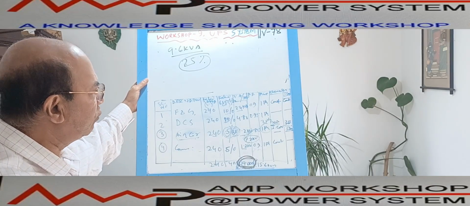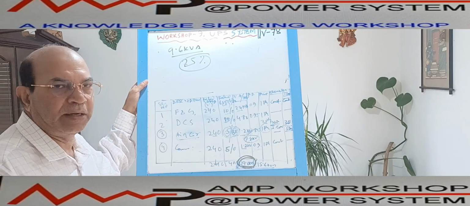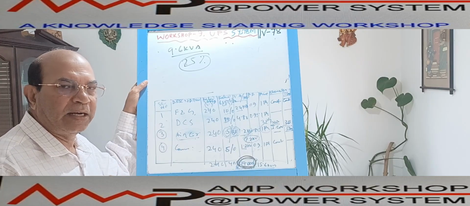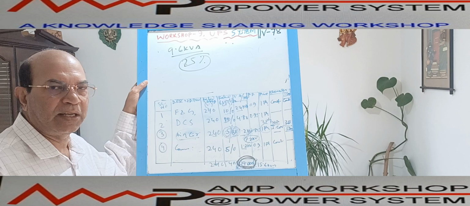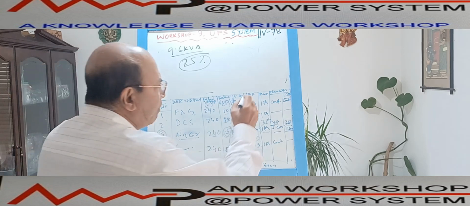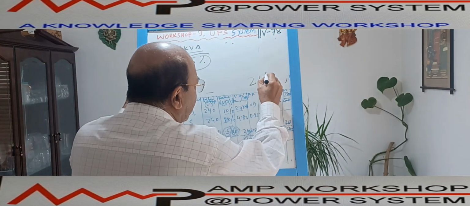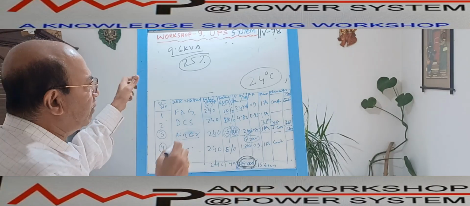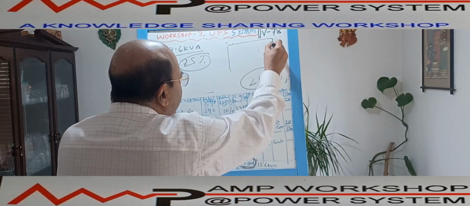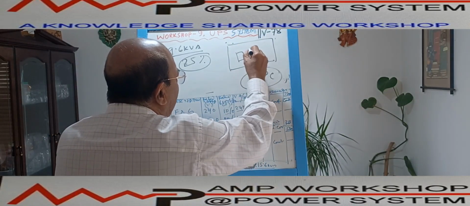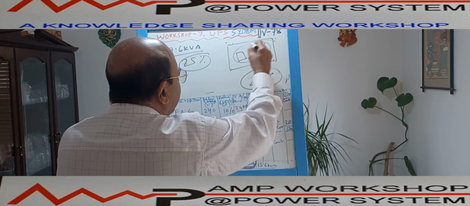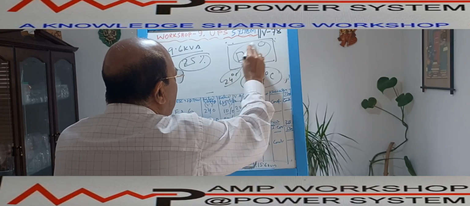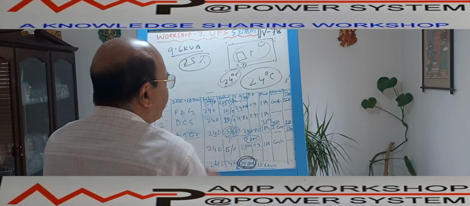Second part, this UPS system is a solid state device, right? This UPS system, 99% of the time, is installed inside an air conditioned room where the temperature is maintained, suppose, at 24 degrees centigrade. Suppose this is a room where the UPS system is installed, and the room temperature is constantly maintained at 24 degrees centigrade by the air conditioning system. So to the UPS system, this is the ambient temperature.